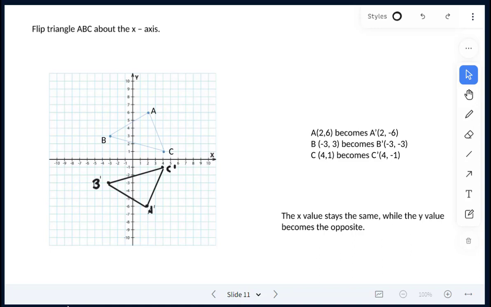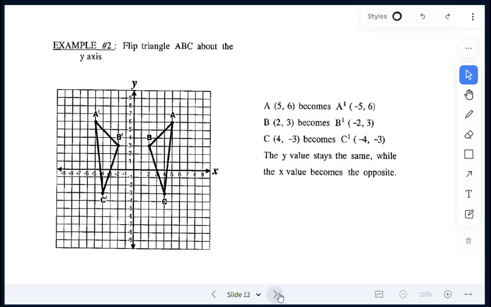and it's been reflected about the x-axis. So one thing to note here, when we reflected over the x-axis, is our x value stayed the same, 2 and 2, -3, -3, 4 and 4, but our y values became opposite. 6 became -6, 3 became -3, 1 became -1. All right, so that would be a flip or a reflection.